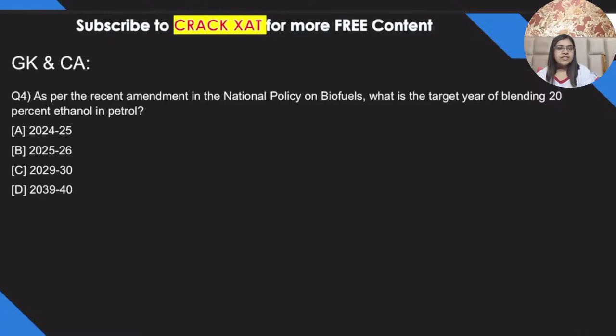Zishan has started answering. Okay, coming question would also be a year question like this, guys. You need to know a target year. As per the recent amendment in national policy of biofuels, which is the target year of blending 20% ethanol in petrol? Okay, any idea what will happen if we blend 20% ethanol in petrol? How would this be beneficial to us? So many B's, one A as well. Okay.